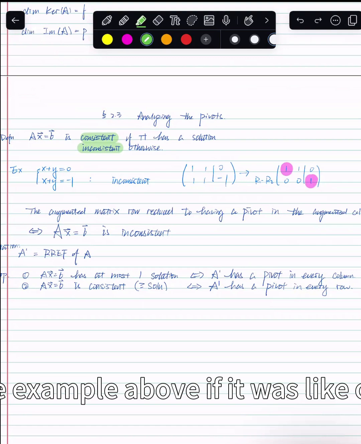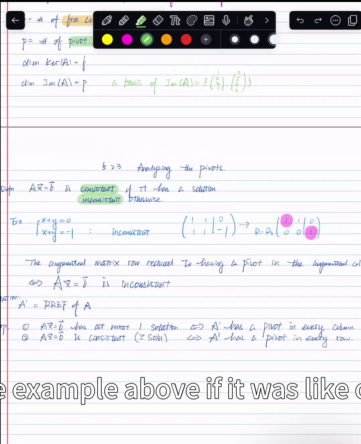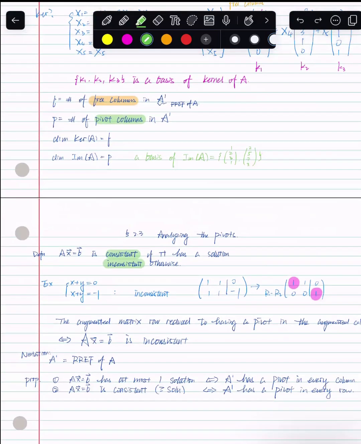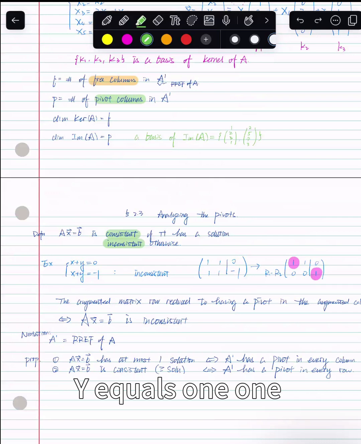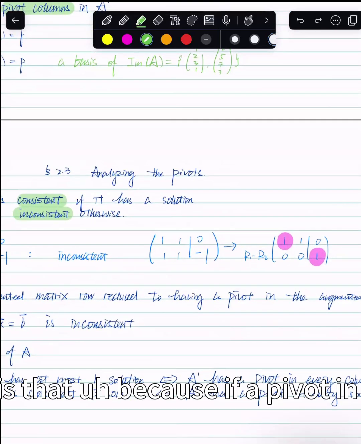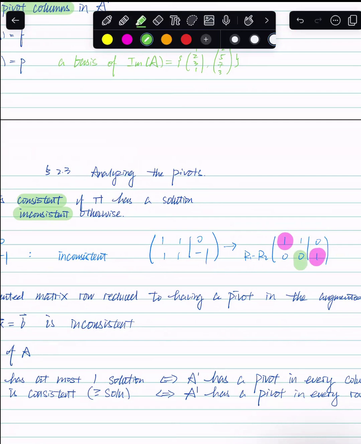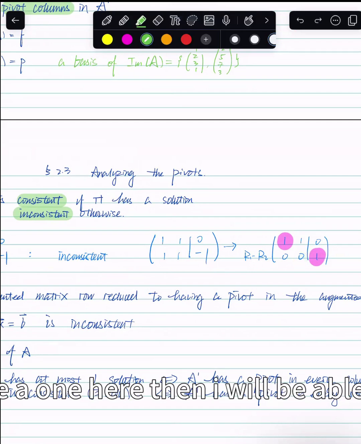So for instance, if you look at the example above, if it was 1, 1, 0 and then 0, 1, 1, then that would just be y equals 1. Then you have a pivot in every row. If I have a 1 here, then I will be able to solve this equation.